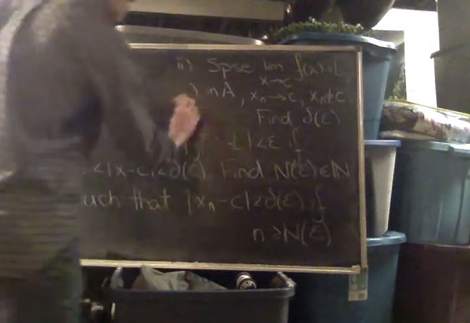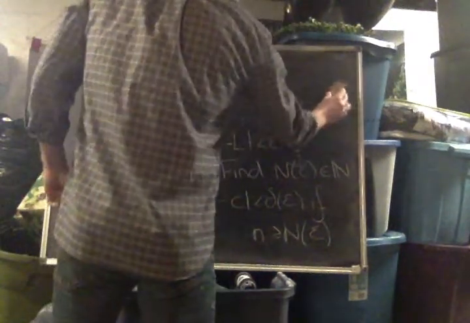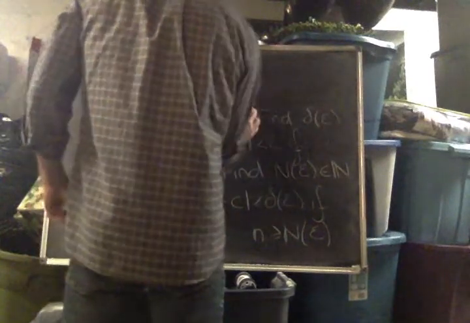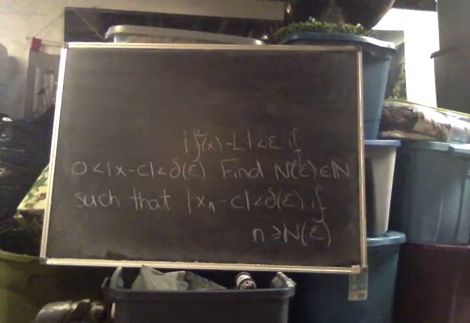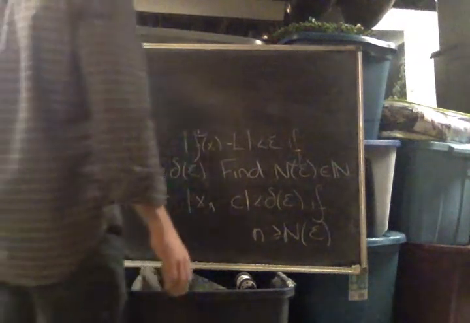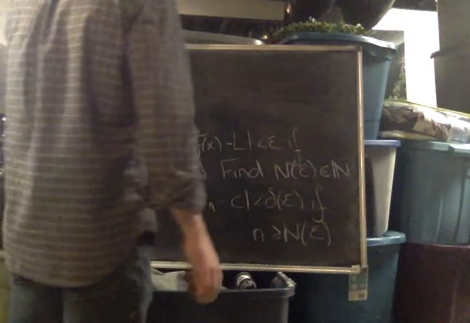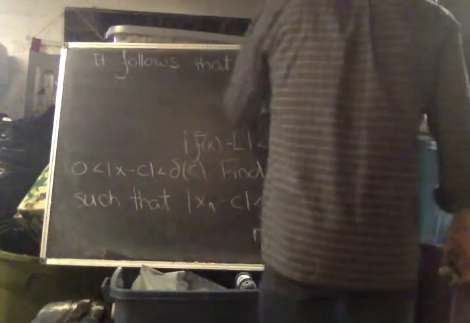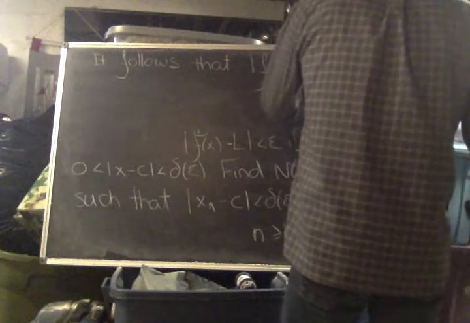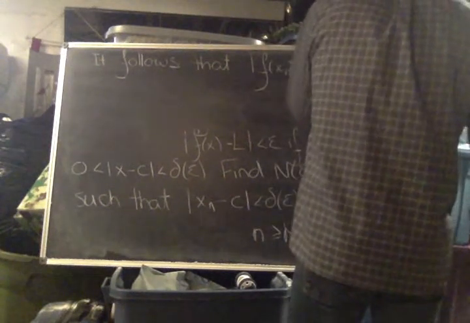So let me erase most of this, but not all of it. I'll even get rid of this. Okay, so it follows that the distance from f of xn to L is less than epsilon.